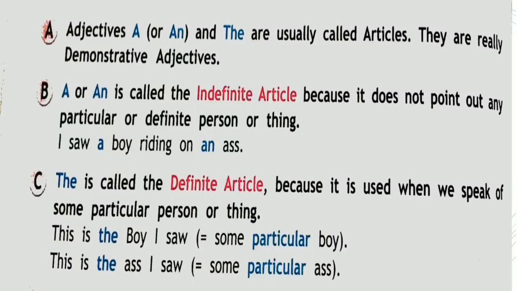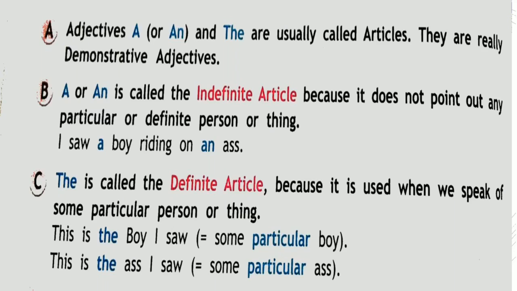Adjectives a or an and the are usually called articles. They are really demonstrative adjectives, as in the earlier examples of the demonstrative adjectives this, these, that, and those. Now here we can see that a or an are called indefinite articles because they do not point out any particular or definite person or thing. I saw a boy riding on an ass.